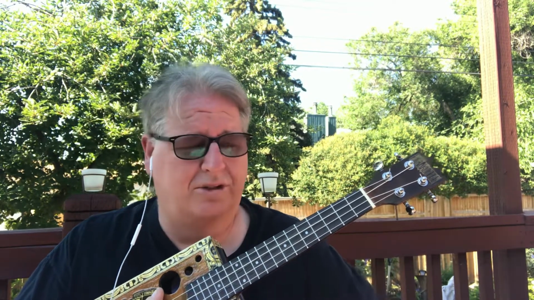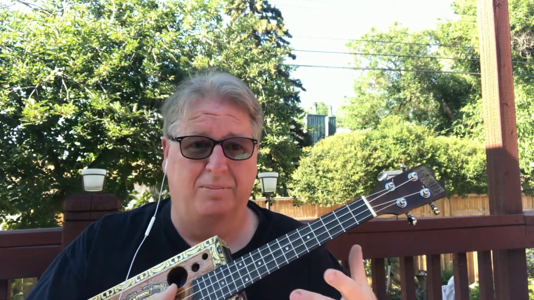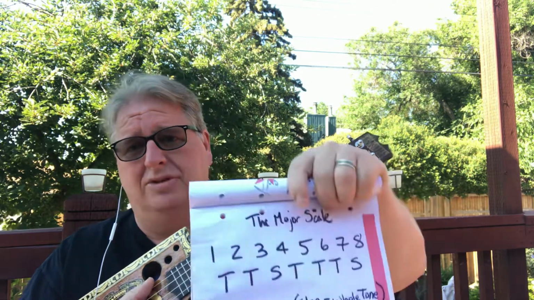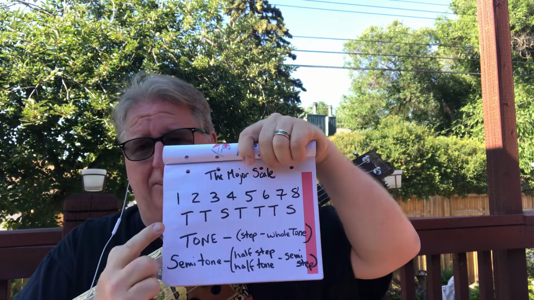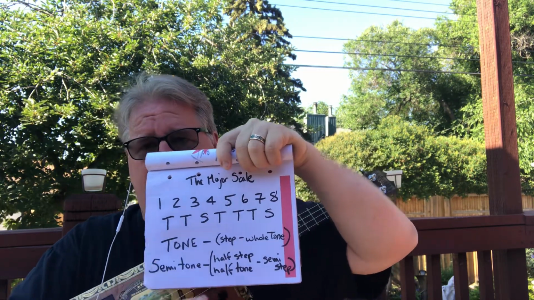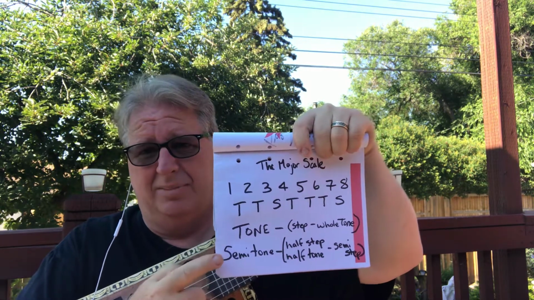From those notes, we build scales. And scales are kind of the building blocks in terms of making melodies and making harmonies. We need to know our scales. The most used scale, the most common scale, the scale everybody wants us to know is the major scale. Major scale is eight notes. 1, 2, 3, 4, 5, 6, 7, 8. And it's made up of a pattern of tones and semitones. And it's always this pattern.